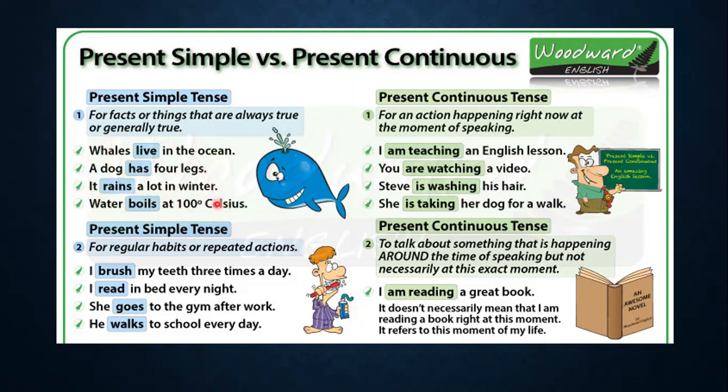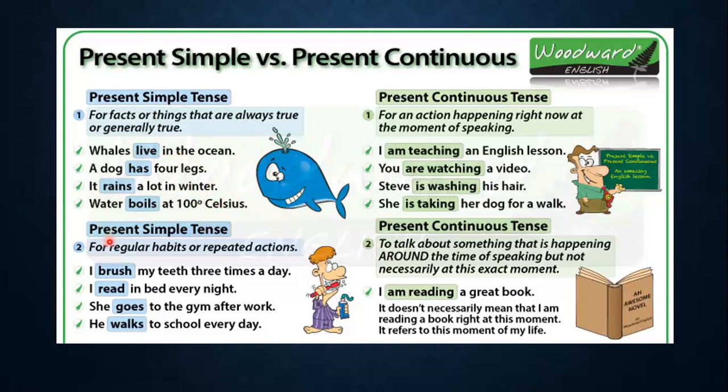Entonces vemos acá que son datos que hablan de verdades, hablan de hechos. ¿Cuál es una verdad? A dog has 4 legs, que un perro tiene 4 patas. It rains a lot in winter. Sabemos que llueve demasiado en invierno. Que el agua hierve a 100 grados Celsius y que las ballenas viven en el océano. Of course, it is something that is generally true or always true. Que casi siempre es verdad o generalmente siempre es de verdad. Es decir, hablan de hechos y verdades.